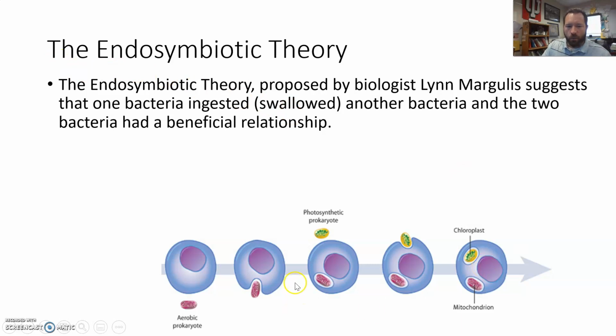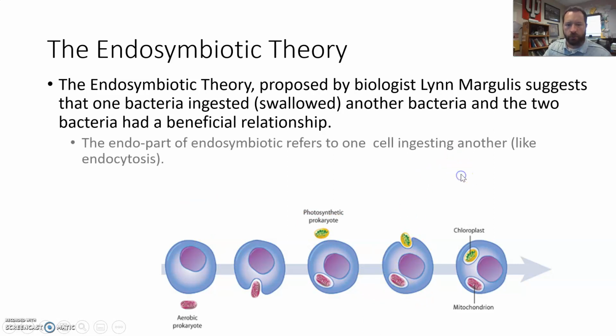And the idea is that one bacteria cell, this would have been billions and billions of years ago, one bacteria cell would have swallowed up, engulfed another bacteria cell, and then they would have lived together in a beneficial relationship like this. The little tiny one would have gone to work for the bigger blue one.